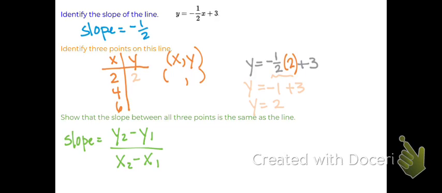Now let's do 4. Again, instead of multiplying by x, we're going to substitute in 4. And simplify. What is y when x is 4? -1/2 times 4 is -2. So on the right side, I have y equals -2 plus 3, which when I add that, I get 1. So I put 4 in for x, y is 1. And when I put 6 in, I get y is 0.